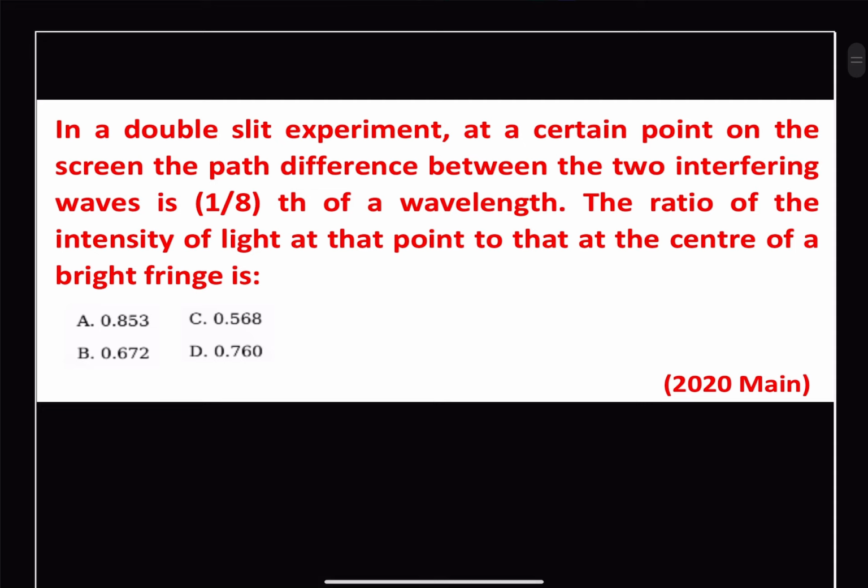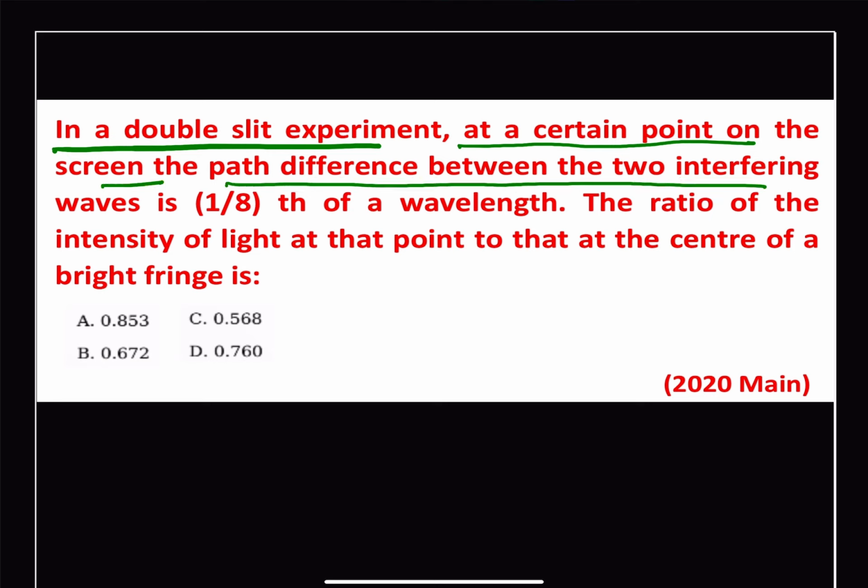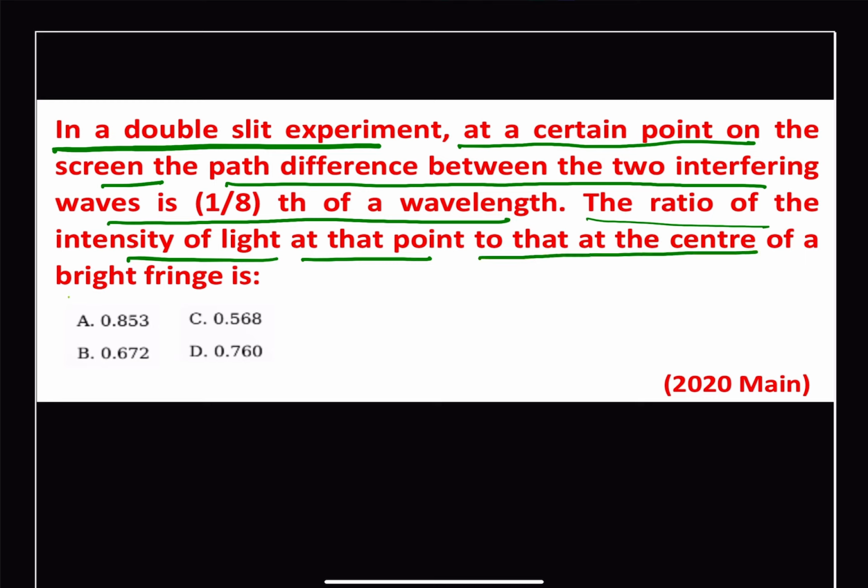It states that in a double slit experiment, at a certain point on the screen, the path difference between the two interfering waves is 1/8 of the wavelength. The ratio of the intensity of light at that point to that at the center of the bright fringe is. So in this case, we have to find out the ratio of the intensity at a particular point, where the path difference is 1/8 of the wavelength, and at the center of the bright fringe.